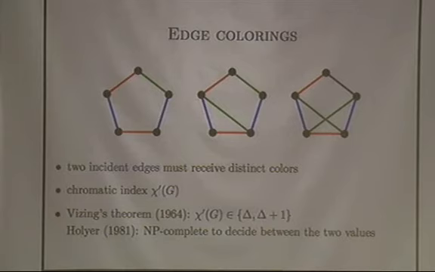On the other hand, a famous theorem of Vizing from 1964 asserts that the chromatic index of a simple graph, that means a graph that doesn't have parallel edges or loops, is either delta or delta plus 1.